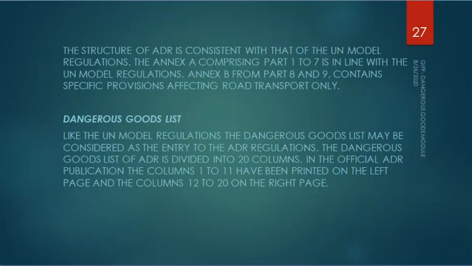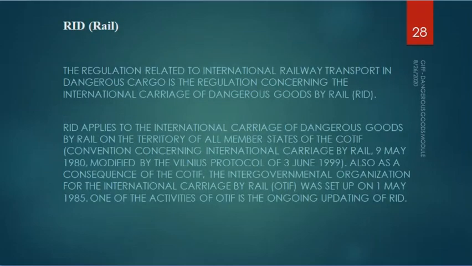We also have the dangerous goods list, which, like the UN model regulations, is considered as the entry to the Accord Dangerous Routiers regulations. So the dangerous goods list of the ADR is divided into 20 columns. In the official ADR publication, columns 1 to 11 have been printed on the left. All these are structural issues, and you only need to read through and get acclimatized with it for the purposes of records.